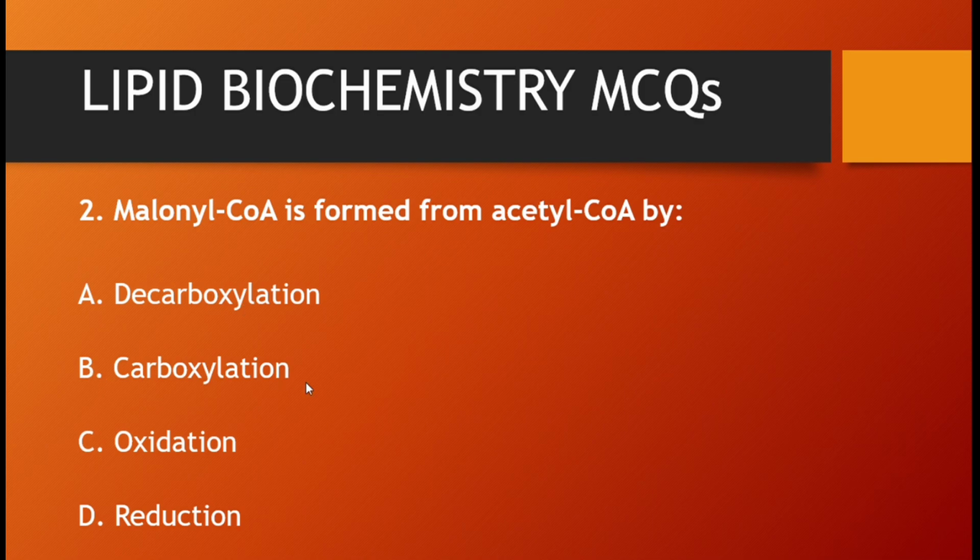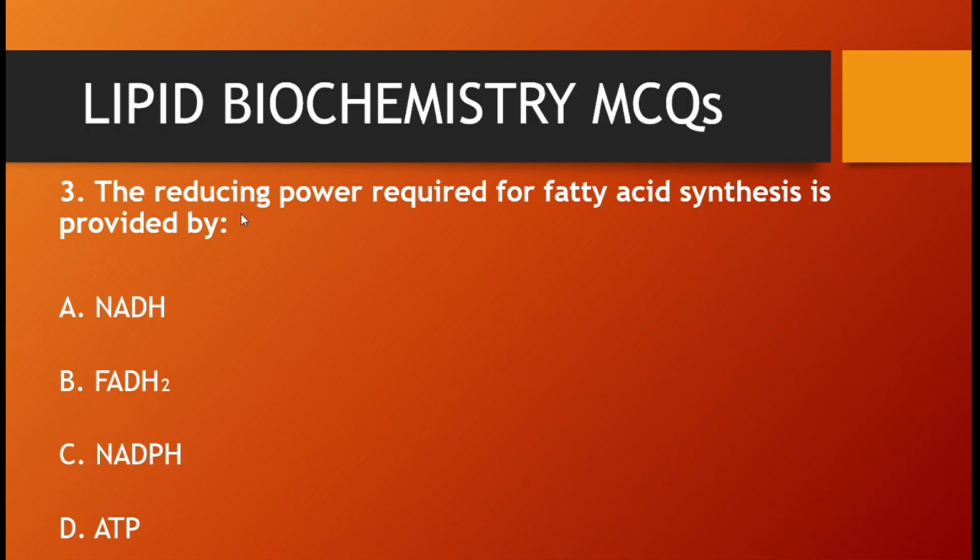Decarboxylation. B. Carboxylation. C. Oxidation. D. Reduction. The correct option here is carboxylation, B. Question 3. The reducing power required for fatty acid synthesis is provided by A. NADH. B. FADH2. C. NADPH. D. ATP. The correct option here is NADPH.